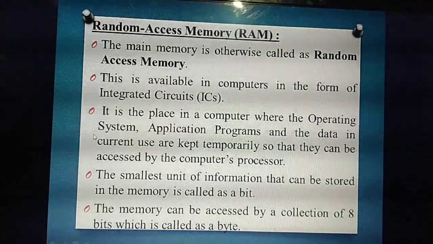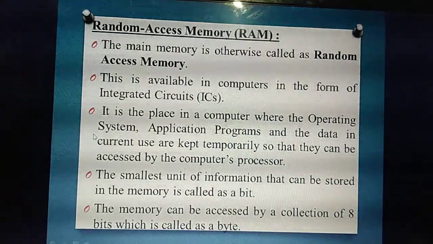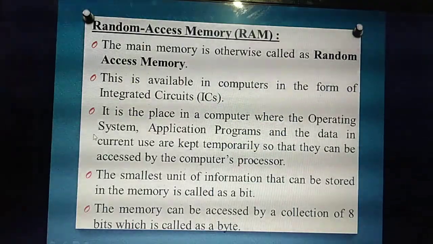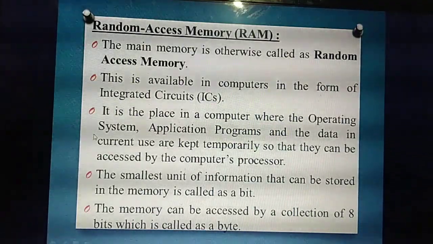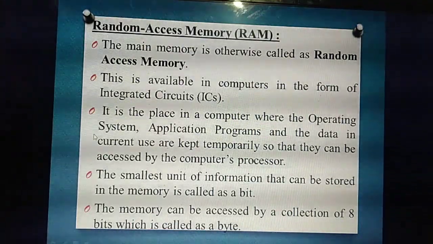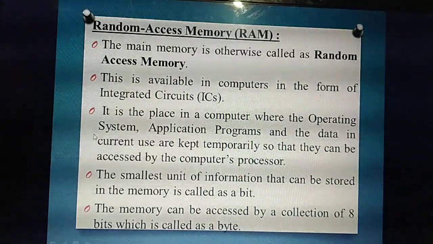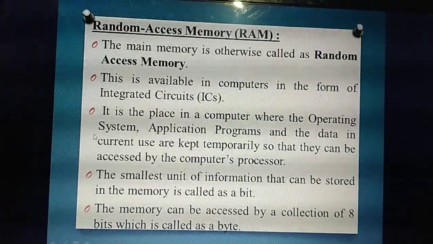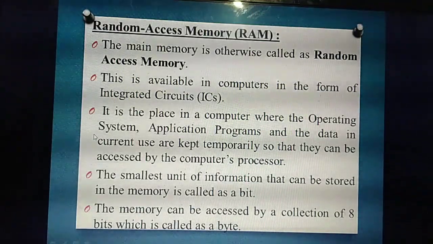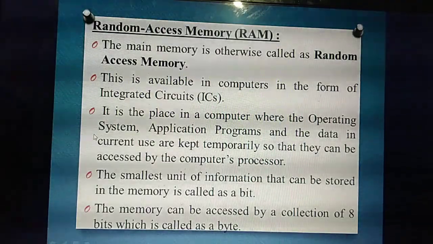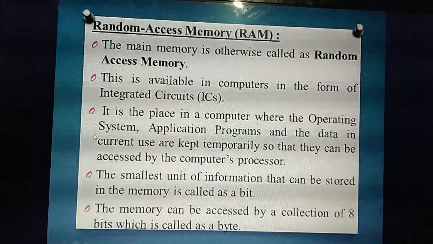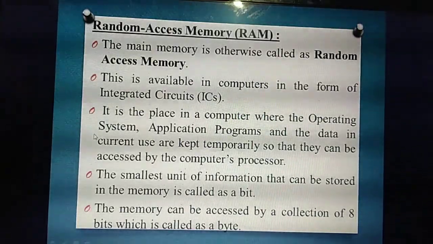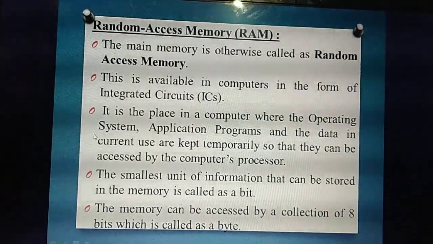Main memory is otherwise called random access memory. This memory is available in the computer in the form of an integrated circuit. What do you mean by integrated circuit? Like a chip. So the RAM is available inside the computer like a simple chip. Is this RAM a permanent storage device or a temporary storage device? Temporary storage device, isn't it? It is not permanent, it is a temporary storage device.